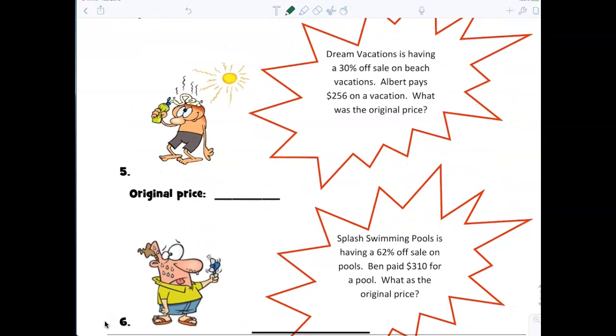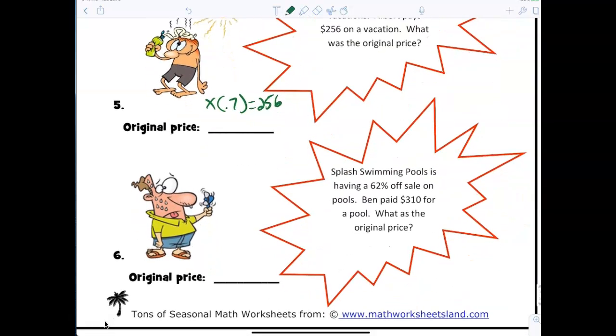X parentheses 0.7 equals 256. Good. $365, and anybody else get that? Everybody happy? All right, William, you're up. Number 6.